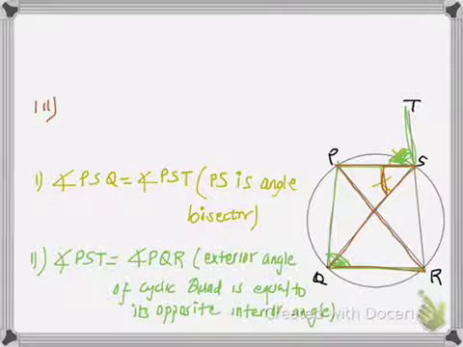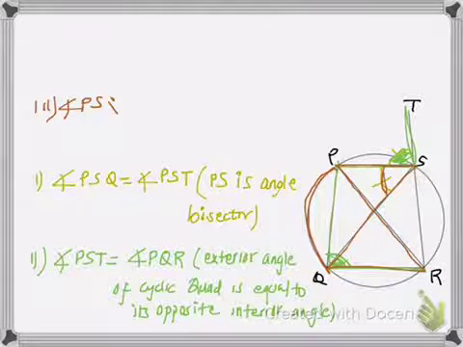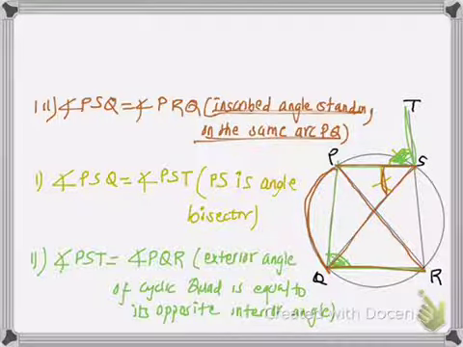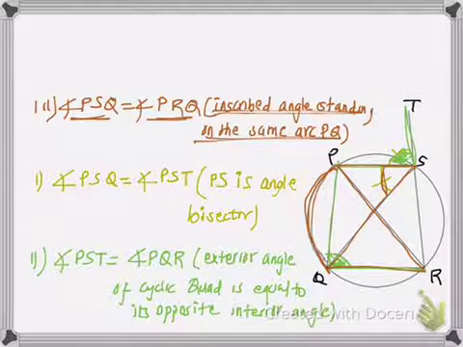Now the third step I'm going to do is I can write this inscribed angle PSQ is equal to another inscribed angle PRQ since they are standing on the same arc PQ. So I can write here angle PSQ is equal to angle PRQ. The reason being inscribed angle standing on the same arc PQ. Both angles PSQ and PRQ are inscribed angles and they're standing on the same arc PQ. So here this angle is equal to this angle.